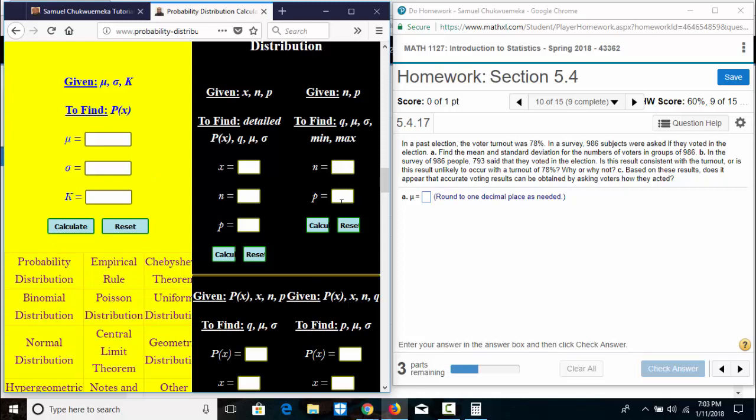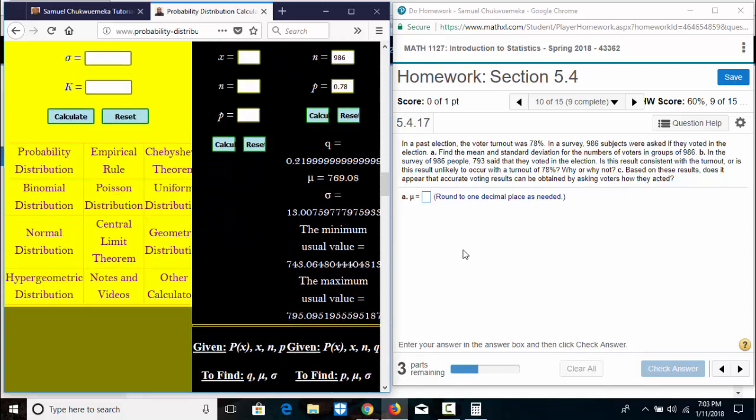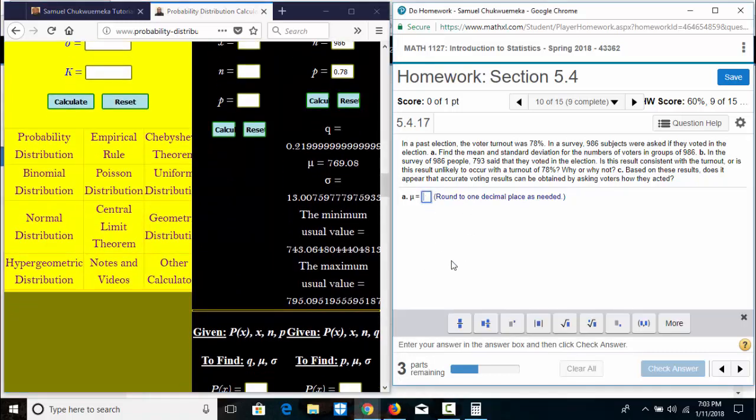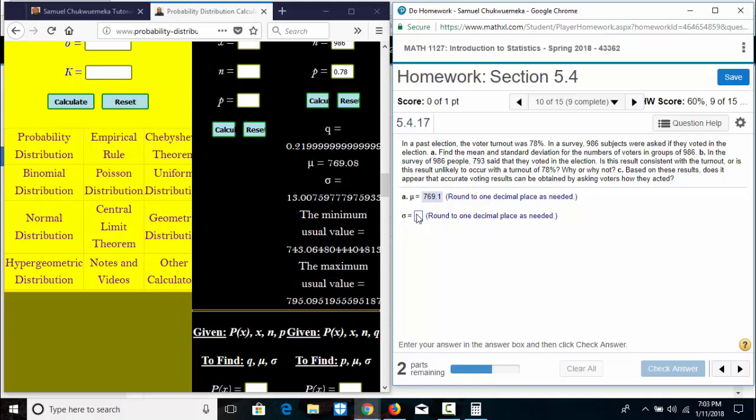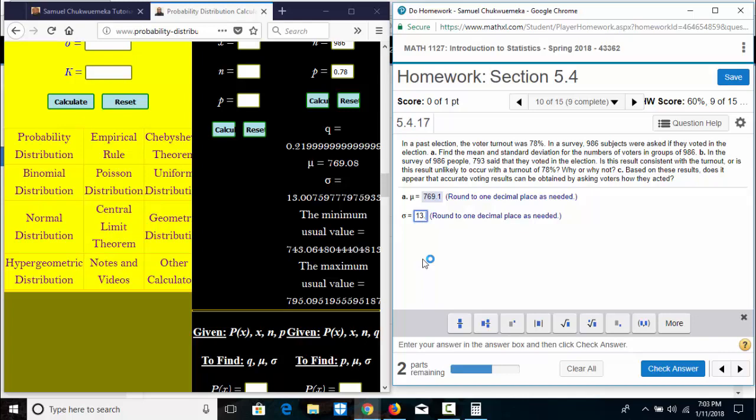So let's find A first. The sample size is 986, and the voter turnout was 78%, which is 0.78. The mean to one decimal place is 769.1. The standard deviation to one decimal place is 13.0.